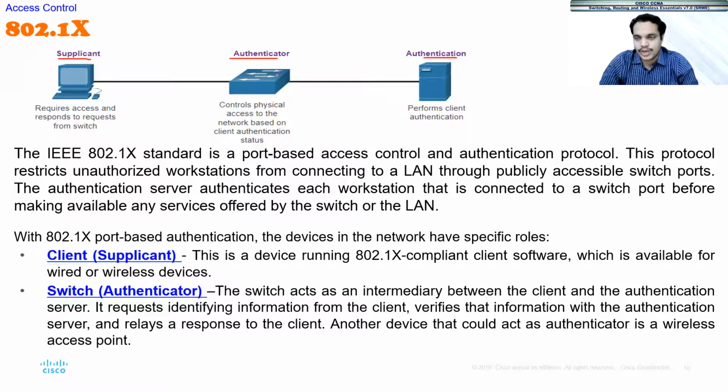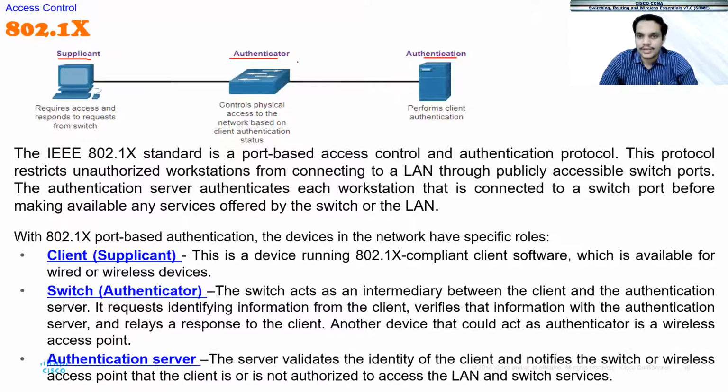If there is no switch, the other device which is a very good candidate for authenticator is your wireless access point, AP. The third one is your authentication server. This is the one which actually stores all the identities and performs the client authentication. The server validates the identity of the client and notifies the switch or the wireless access point whether that client is authorized or not to access the LAN and switch services. So this decides whether this client can be provided access or not. This is how the 802.1x standard works.